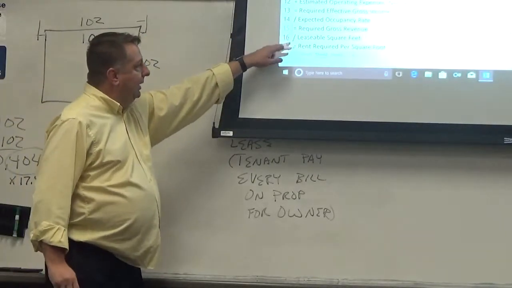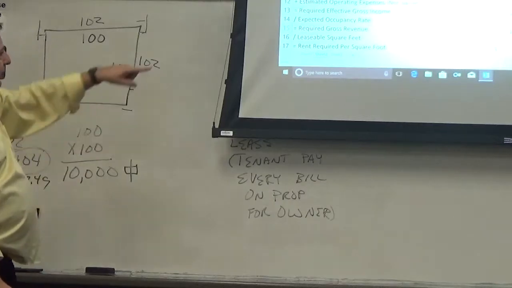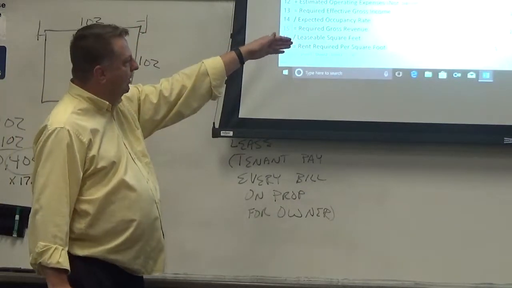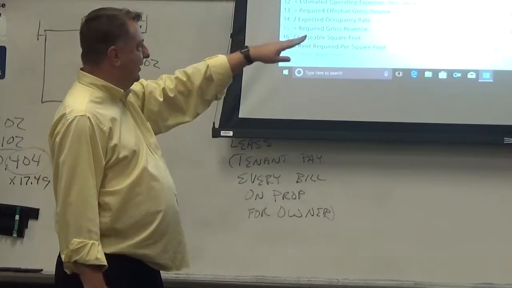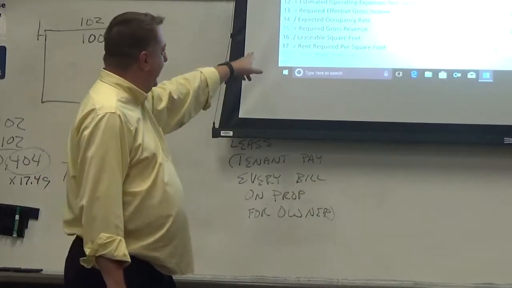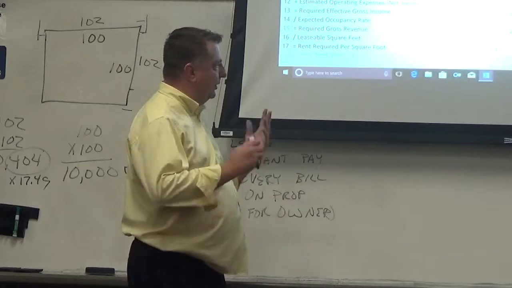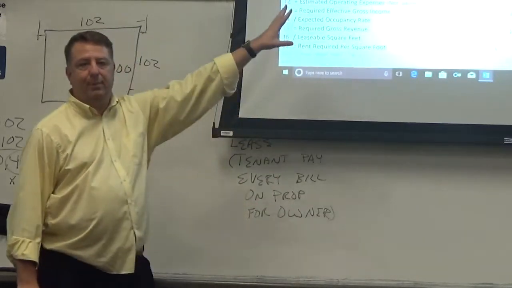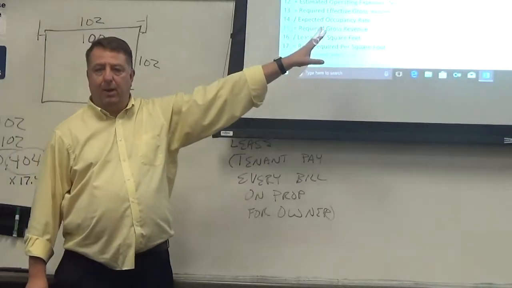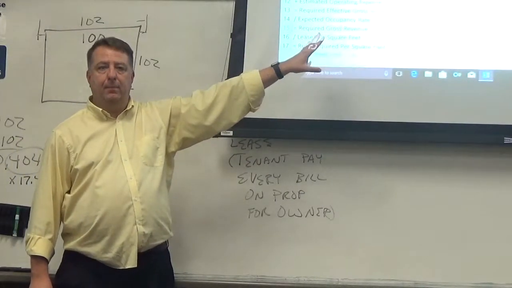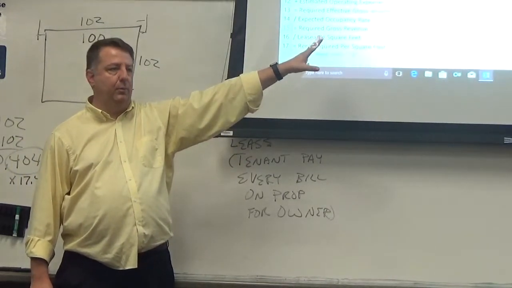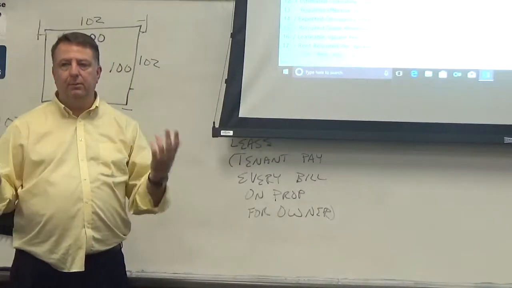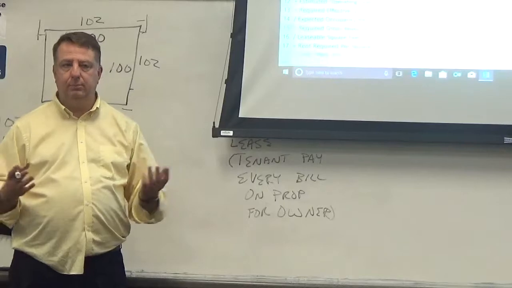So once we get to that $174,930.64, we simply divide that by the 10,000 square feet, and that gives us the required rent per square foot of $17.49. Does anybody have any questions about this part of the model? Does it seem pretty straightforward to you? Yes or no? Is there any part about it that just doesn't make sense logically?